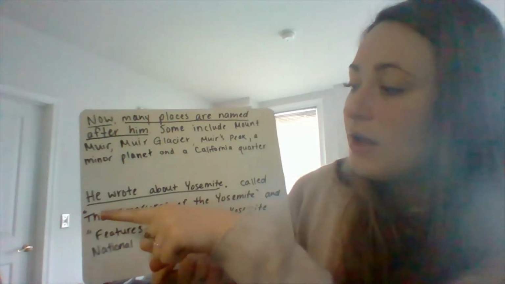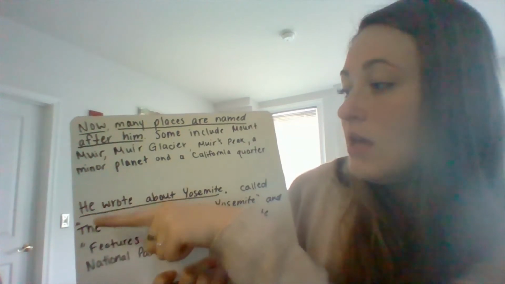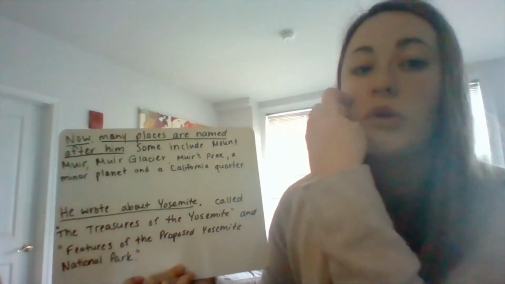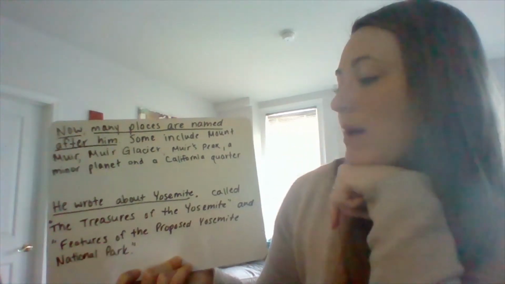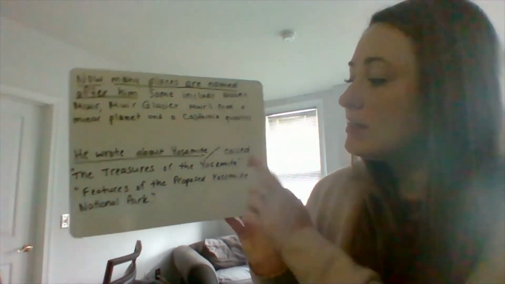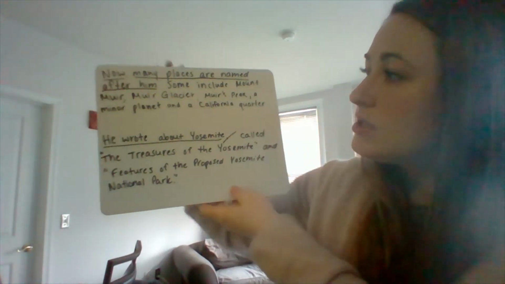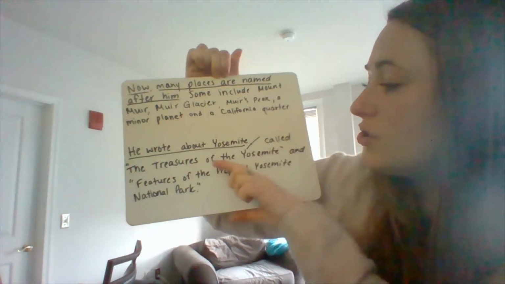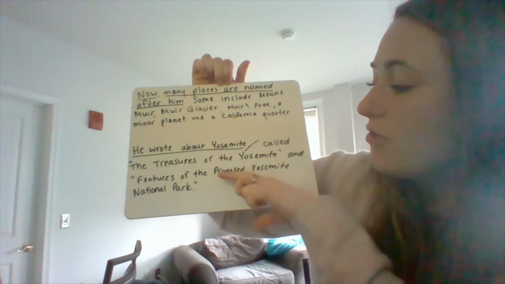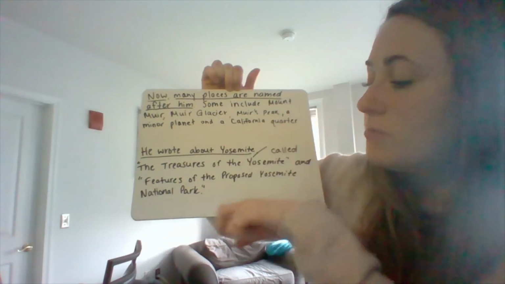Okay, down here, this is what I have in my paper right now. He wrote about Yosemite. That's when I was talking about him being an author and a naturalist. He wrote about Yosemite. I added, so I need to cross out my period. Just gonna cross it out. He wrote about Yosemite called The Treasures of the Yosemite and Features of the Proposed Yosemite National Park.